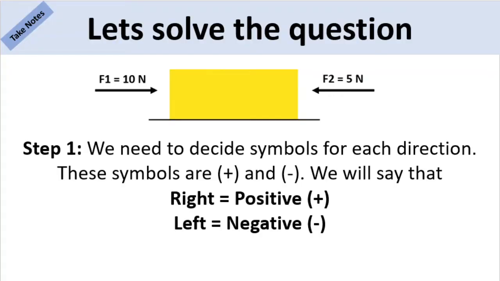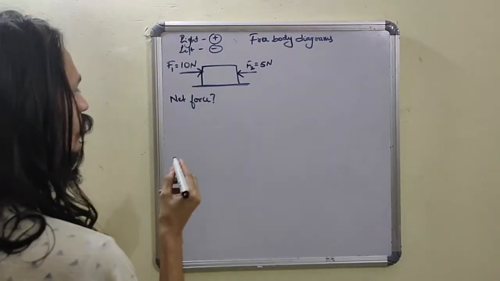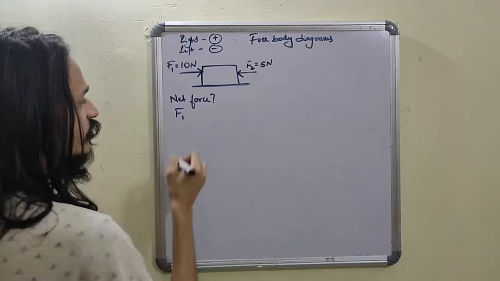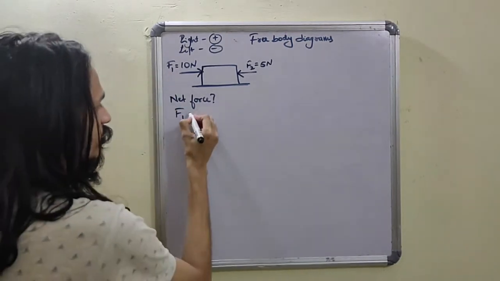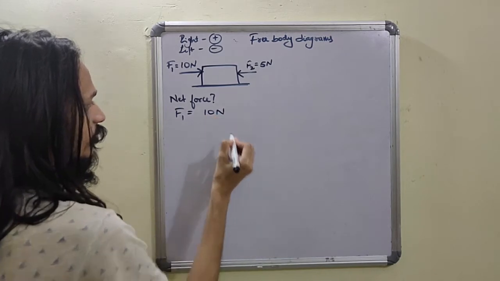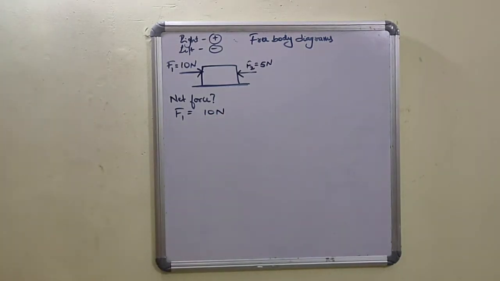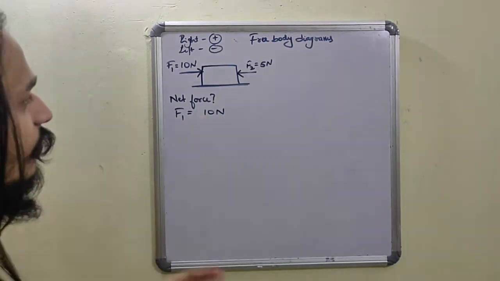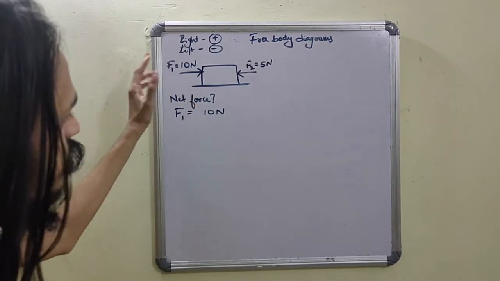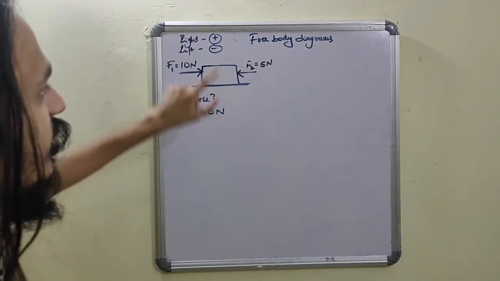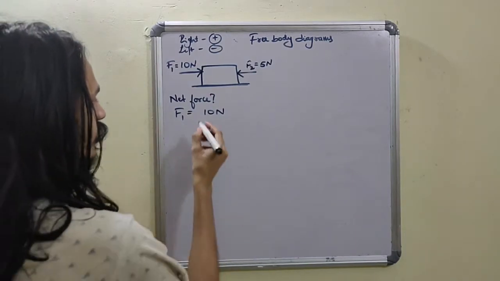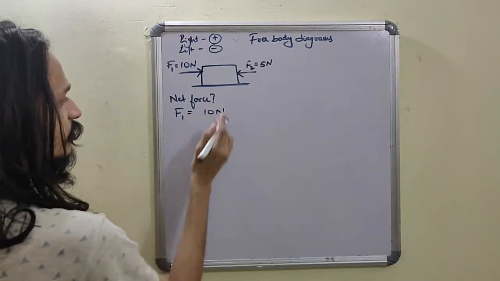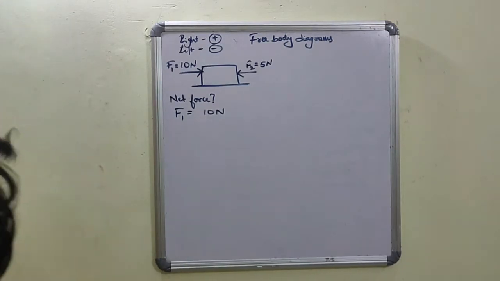Now first I'll write which force is acting. F1 is nothing but 10 newtons, right? Now along with the number I need to write a direction. First force is pushing in right direction. Now right direction for me is positive, so I'll write it as plus 10, or I just simply leave it as 10. It's a positive number.